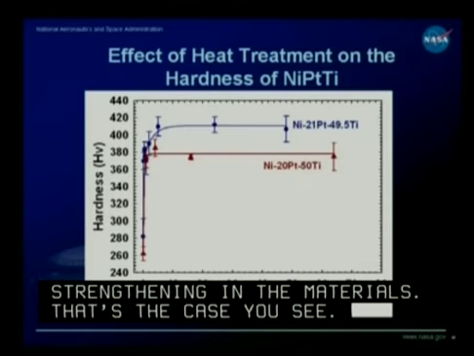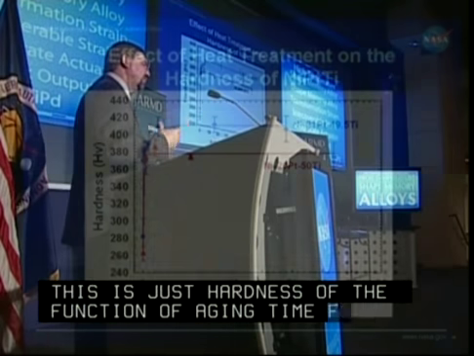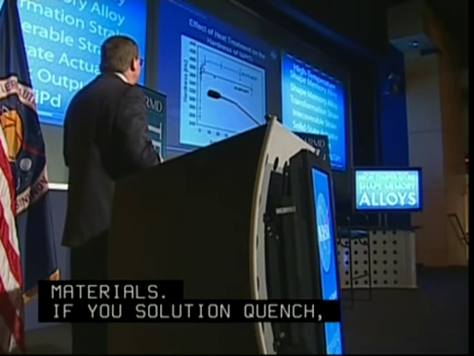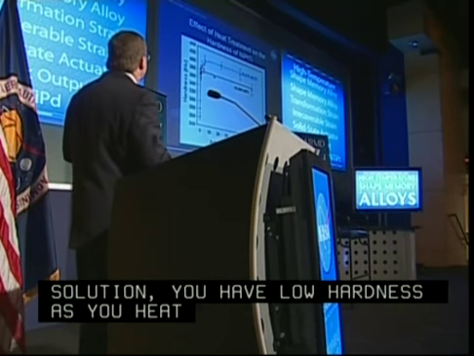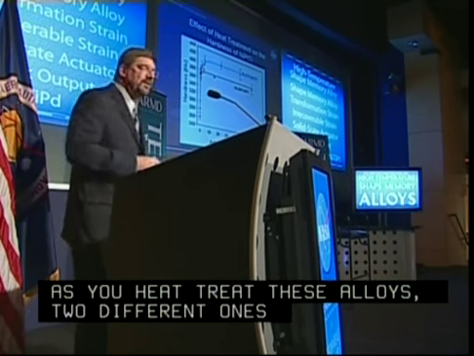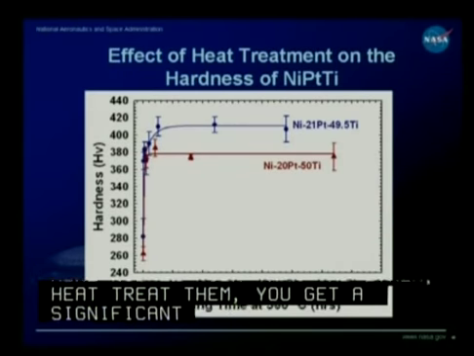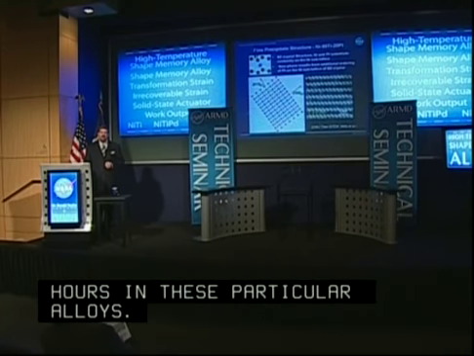This is just hardness as a function of aging time for these materials. If you solution quench, basically drive the precipitates back into solution, you have a very low hardness. And as you heat treat these alloys, there's two different ones here, one more nickel rich than the other, but as you heat treat these alloys, you get a very significant increase in hardness with peak aging around 3 to 5 hours in these particular alloys. So if I could have the next slide.